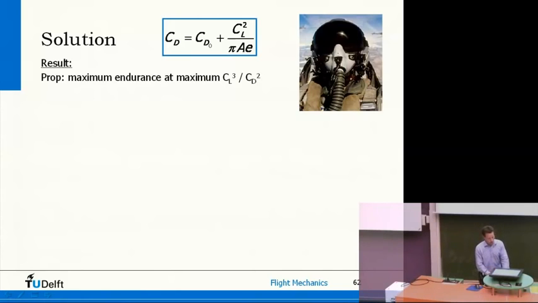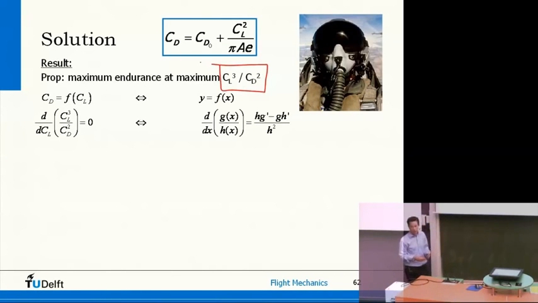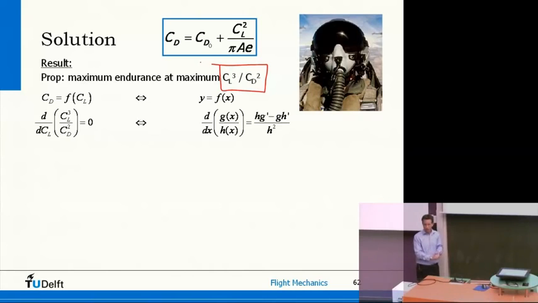Therefore, if you take the derivative of this ratio and set it equal to 0 to find the maximum, then you have to take the derivative with respect to CL, because that's the one variable in the equation. Now we have, again, the quotient rule over here, which means H in this case is CD squared and G is CL to the power 3. So if I take the derivative of G, it's 3CL squared. And if I take the derivative of H, it's 2 times CD.